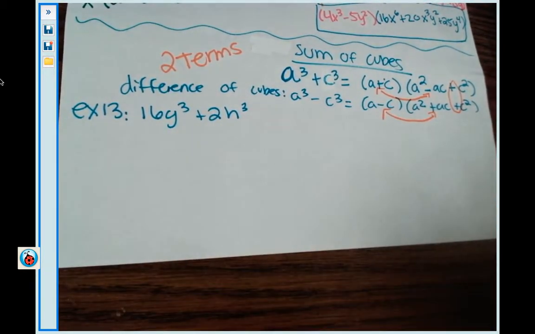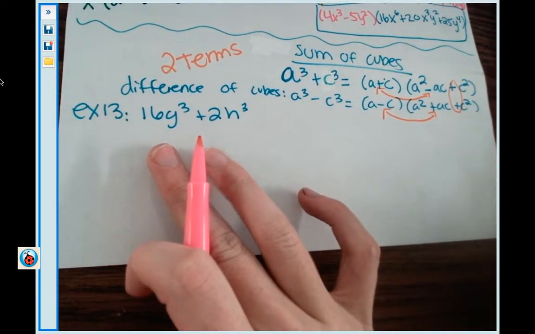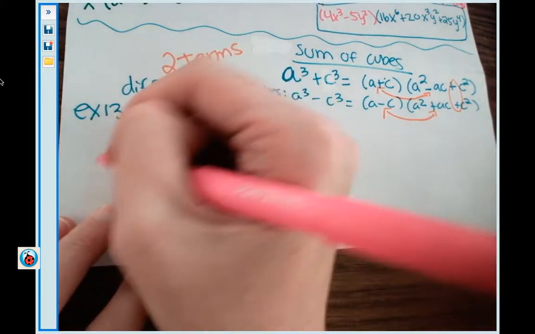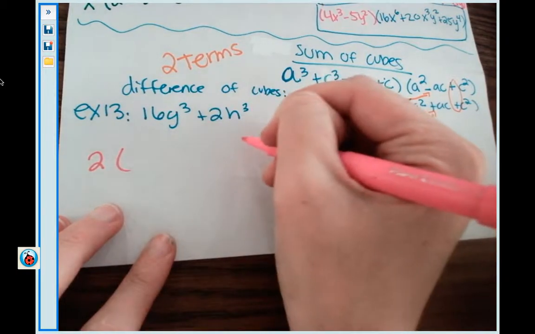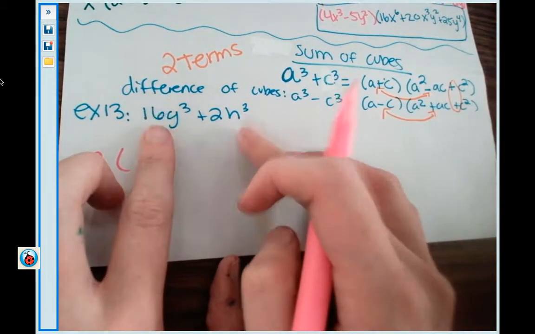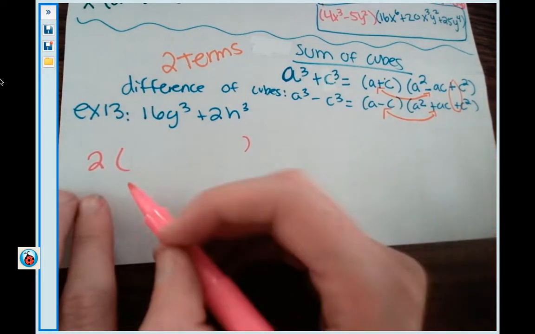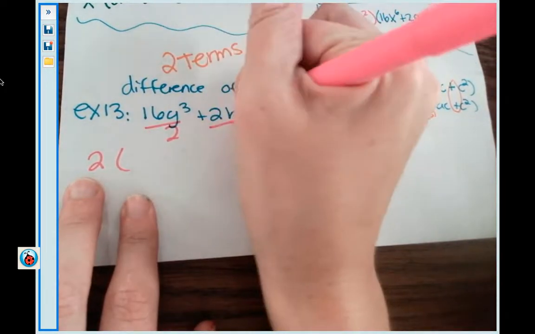I'm going to look at my numbers first. So let's see, does something go into 16 and 2? Holy hot dog, 2 goes into both. So my GCF will be a 2. And I don't see any other variables in common between each of these terms. So it's just going to be 2. So I'm going to divide each of these by 2.